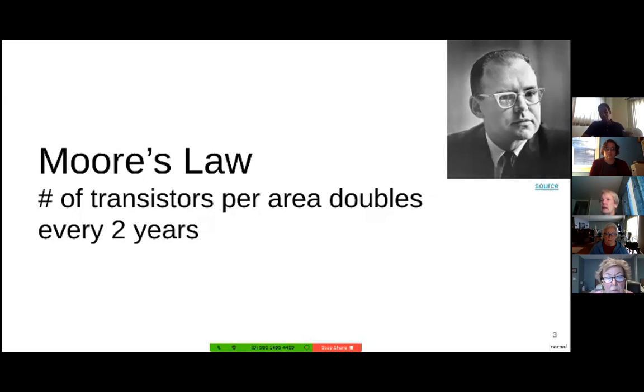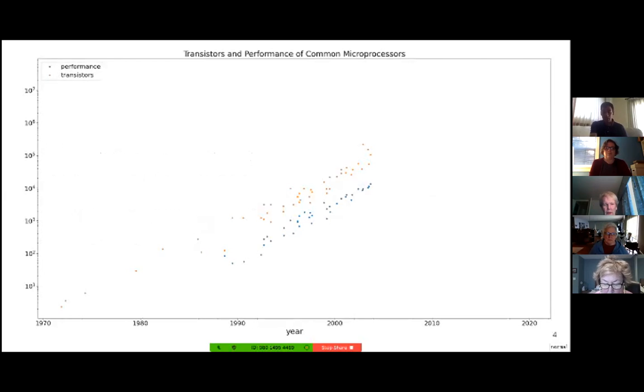And I think I can safely say this is the most important trend in computing. This is what's been able to deliver year after year growth, illustrated by this chart. In yellow, we see the number of transistors per processor. The processor is just the heart of a computer. And in blue, we see the performance.